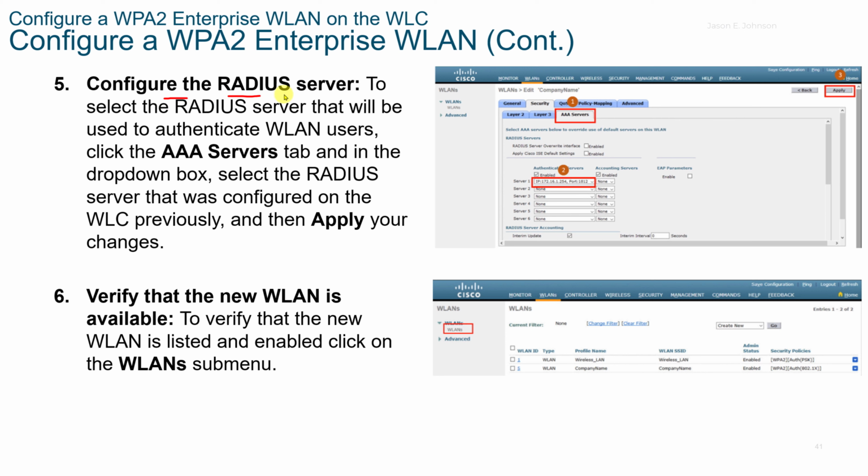Next, we're going to configure the RADIUS server. We're going to select AAA servers, and then we're going to put the IP address in with the correct port, and then we're going to verify that the new wireless LAN is available, and we should see that information on that screen.